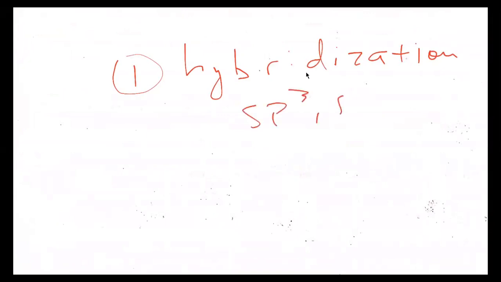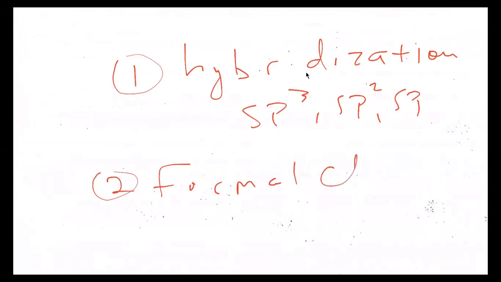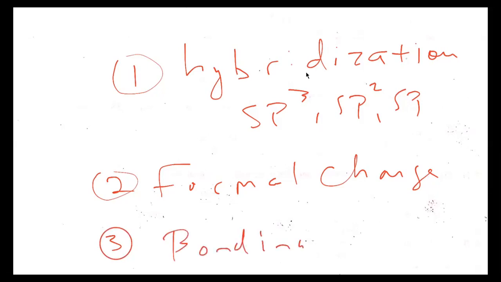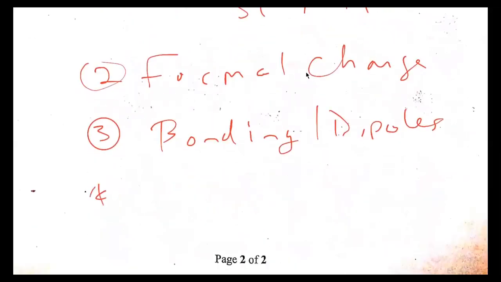Right. So the first thing we talked about was hybridization. Do y'all remember that? So you can have sp3, sp2, and sp. And then the second thing we talked about was formal charge. We talked about bonding and dipoles. And we talked about resonance. Spent the most time on that.